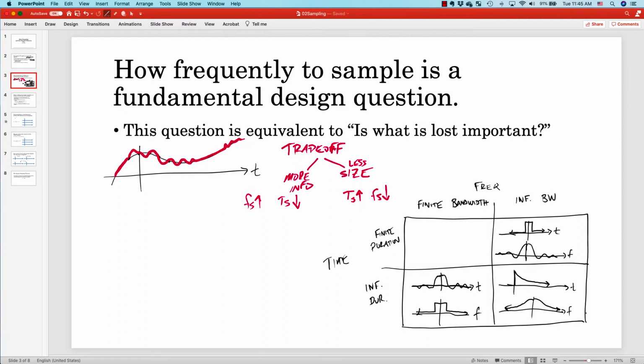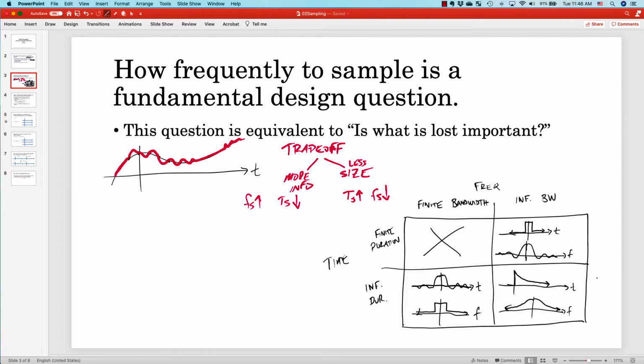Okay, so how about that upper left-hand box? And the reason I left it for last is because it is special. It is special because it is empty. There are no strictly finite duration signals that also have a strictly finite bandwidth. Okay, so this is one of the results that we had in 228, and it basically says you can't have it both ways. You can either be strictly finite duration, and then you get infinite bandwidth, or you can get a strictly finite bandwidth, but then you have to pay for it with infinite duration.